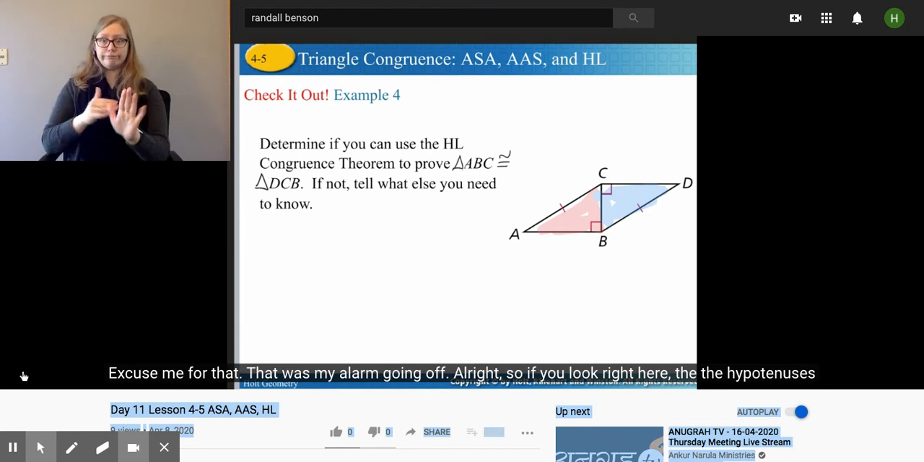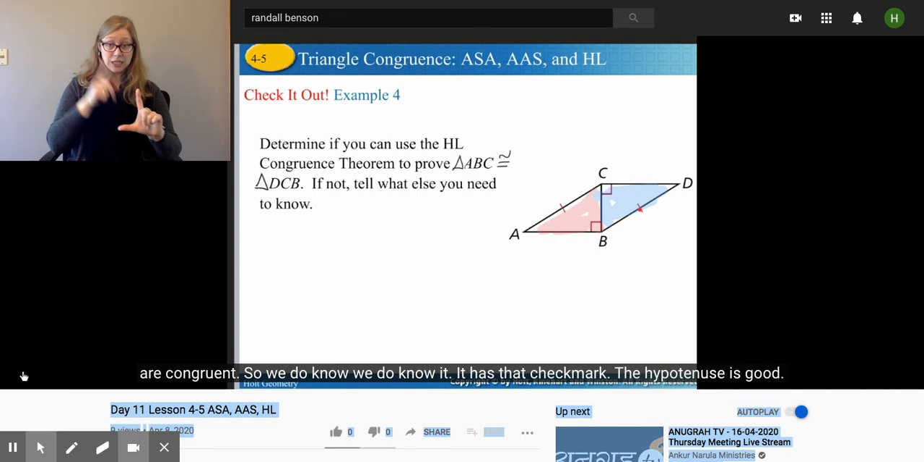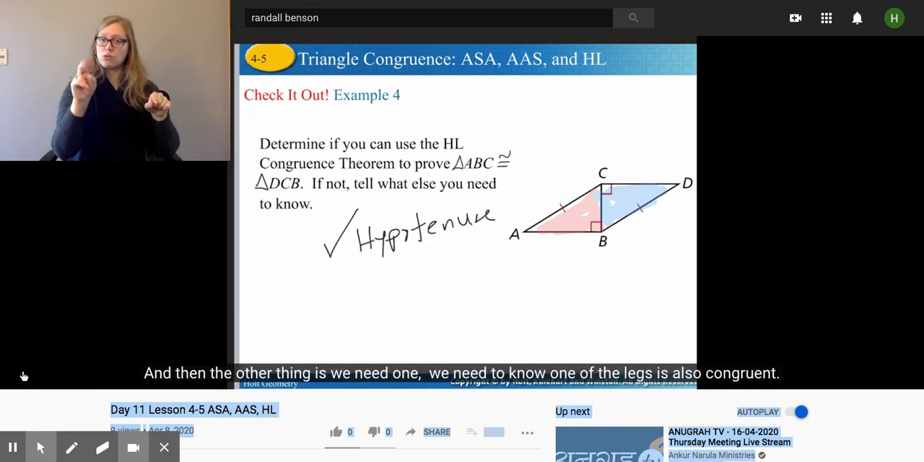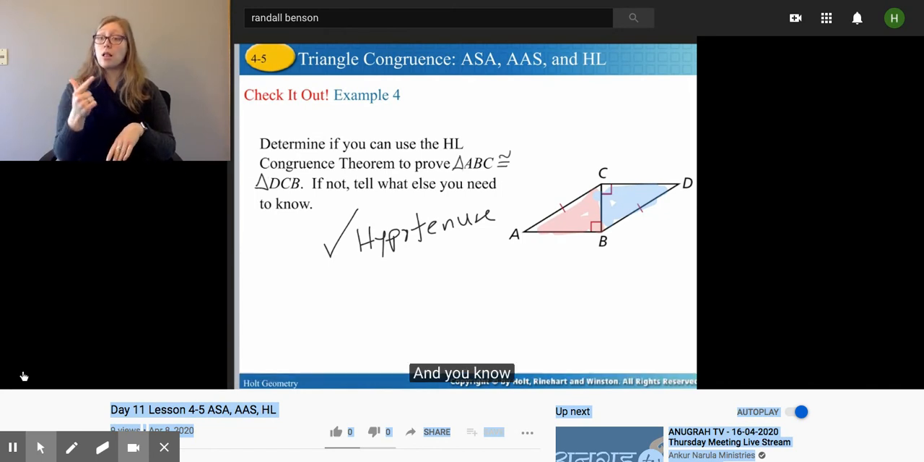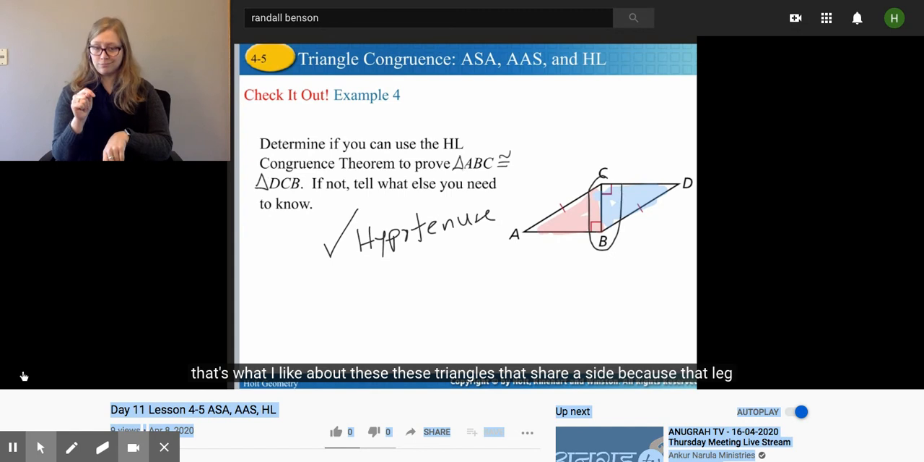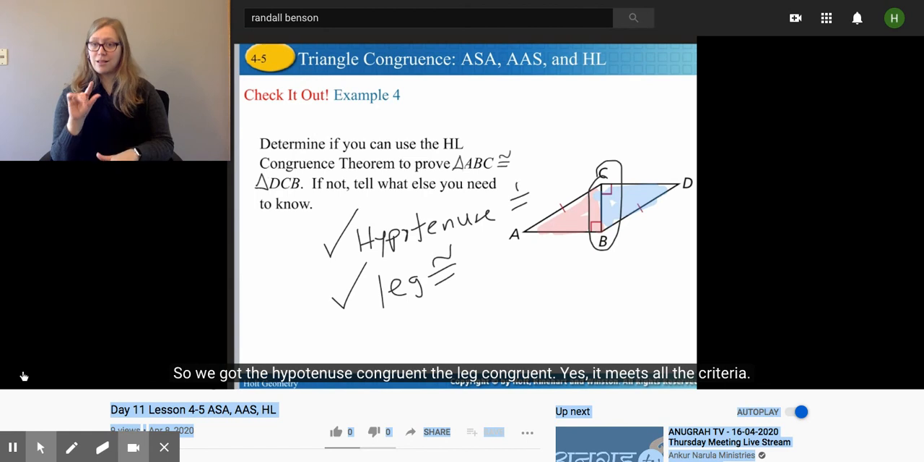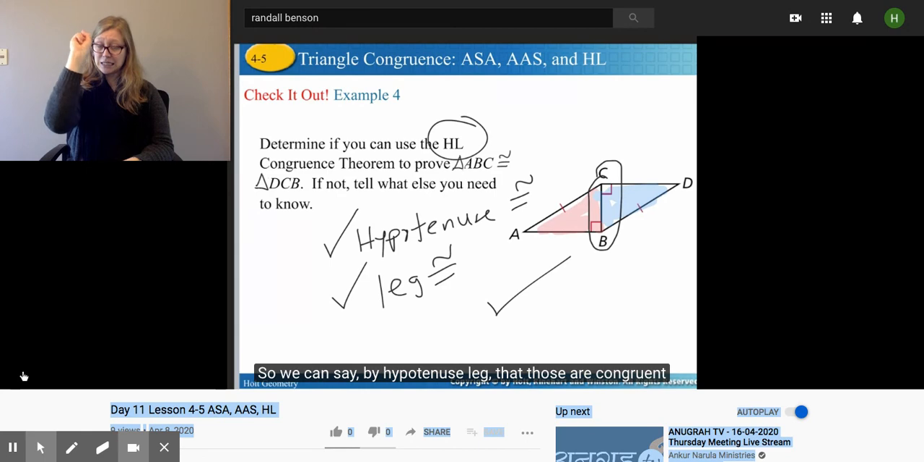All right, so if you look right here, the hypotenuses are congruent. So we do know it does that check mark. The hypotenuse is good. And then the other thing is we need to know one of the legs is also congruent. And that's what I like about these triangles that share a side, because that leg is going to be the same in both triangles. So we also have a shared leg that is congruent. So we got the hypotenuse congruent, the leg congruent. Yes, it meets all the criteria. So we can say by hypotenuse leg that those are congruent triangles.